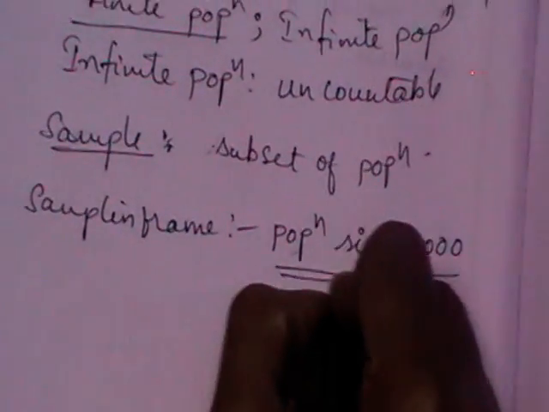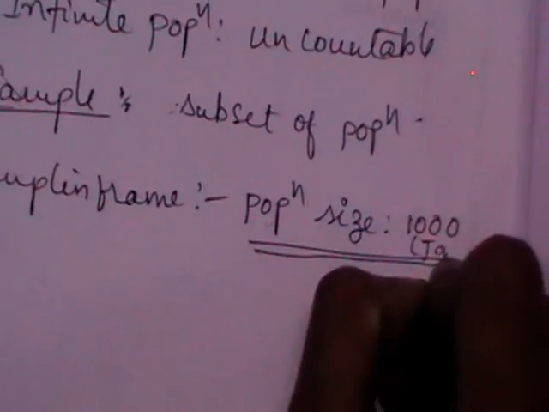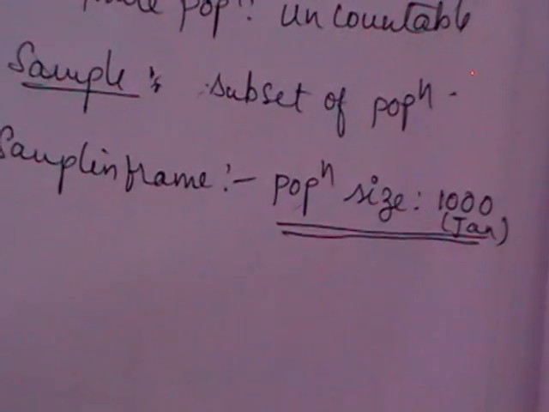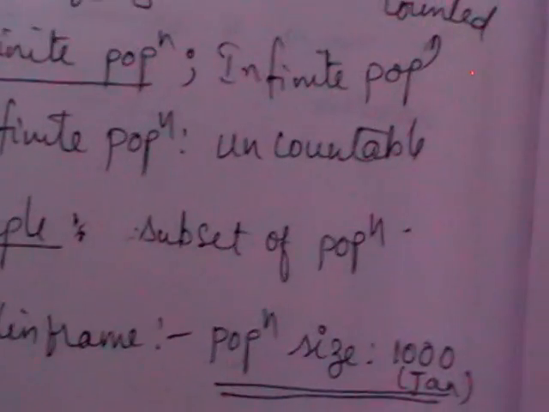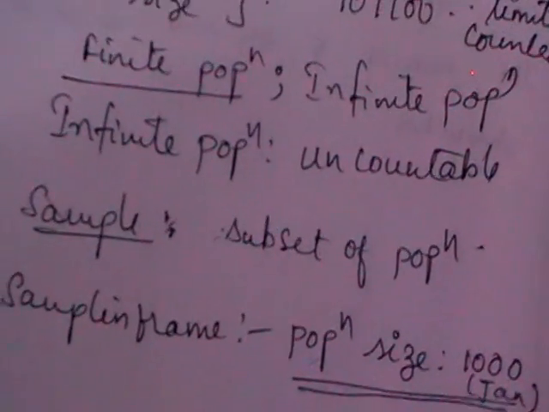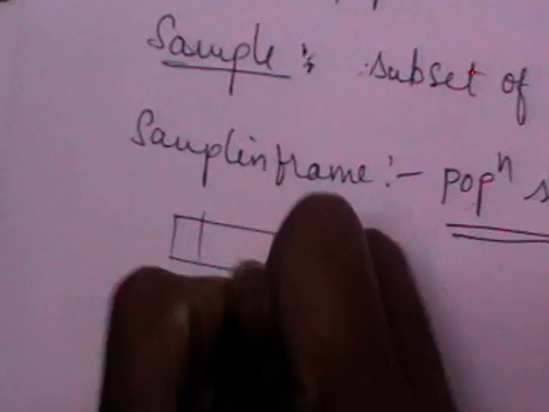Population is nothing but 1000 fans produced in any month, say January. Now to study the quality of those fans produced by the company, instead of studying the lifetime of each and every fan, you are going to select a small sample. Out of 1000 units, let us say you have selected only 10 fans, and you are going to do the quality check. What is sampling frame?